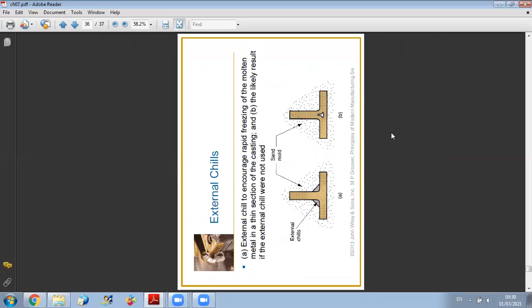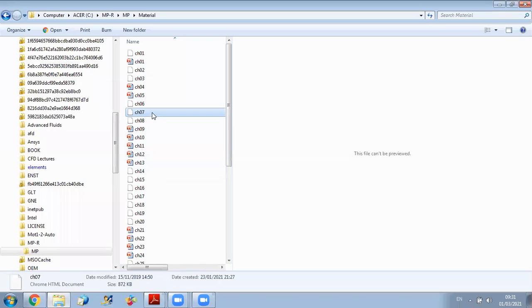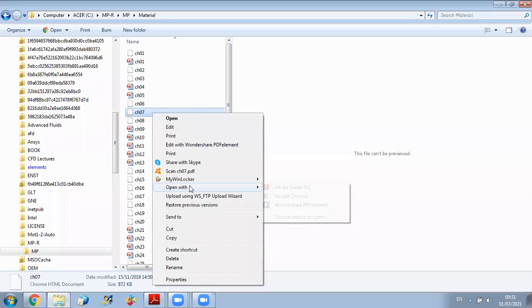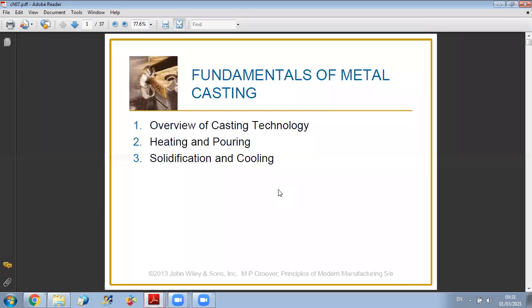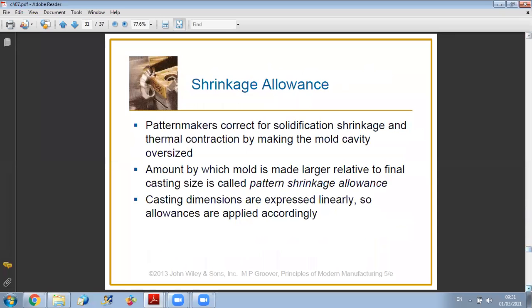So, for example, here what we can do is, just one second. I don't know why it rotates. Let me open it again. Okay, so here we were talking about chillers.